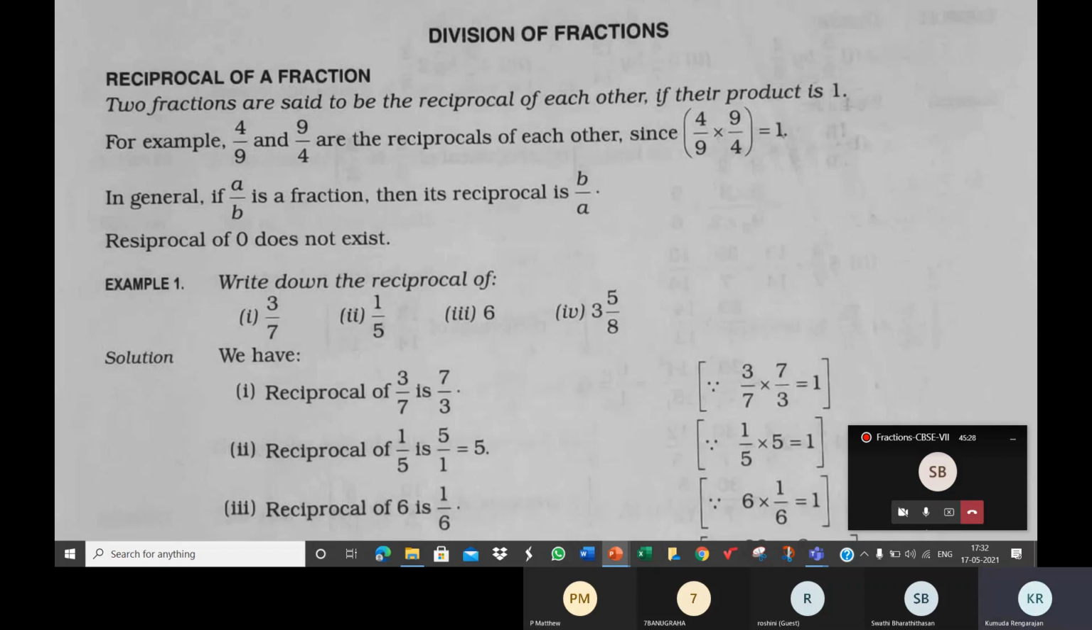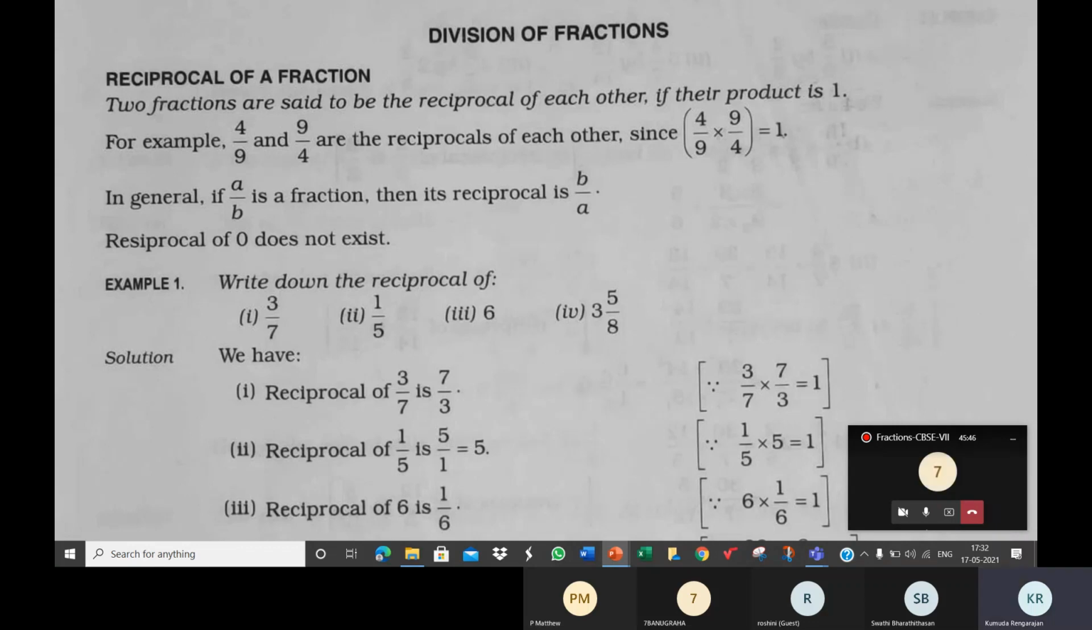So we have 0 by 1. The reciprocal of this is 1 by 0. Now 1 by 0 does not exist at all. What is 1 by 0? It's division by 0, dividing 1 by 0. The divisor cannot be 0, because we know that division by 0 is not defined.